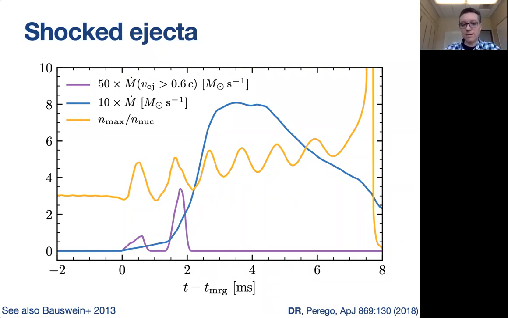And all the binaries that form black holes promptly, even if they are high mass ratio, do not produce fast outflows, because the tidal tail comes out roughly at the escape velocity of the system, which is maybe 0.2 c or so. It doesn't come out at 0.6 c. So the only way to form this very fast ejecta is to have a very violent shock generated when the remnant bounces back. So if we can probe this ejecta, then maybe we can say something more definitive about the formation of the hypermassive neutron star.